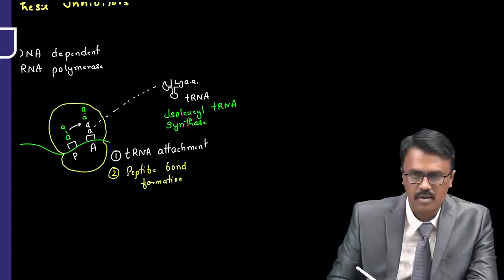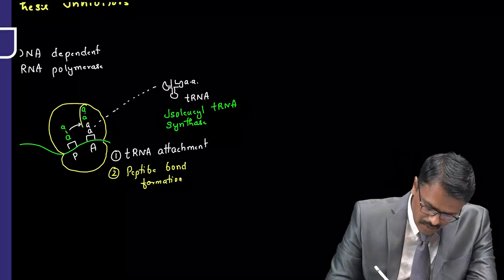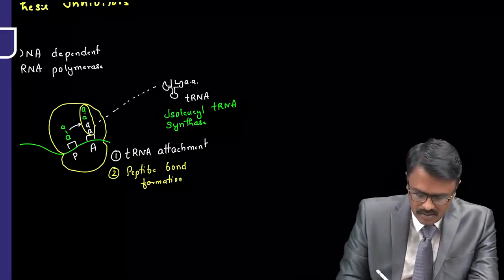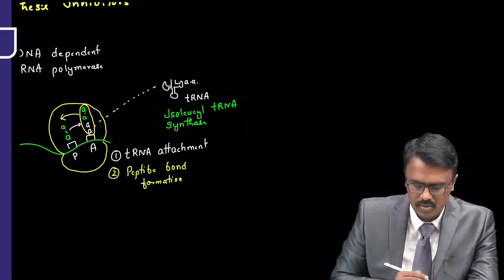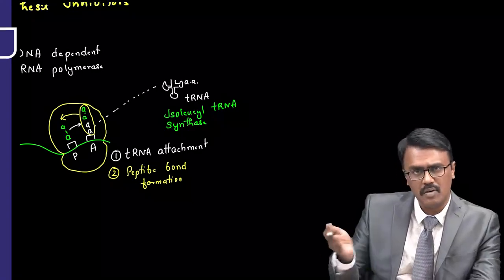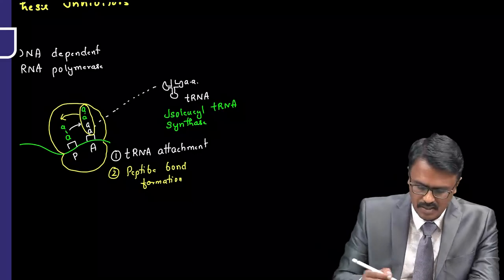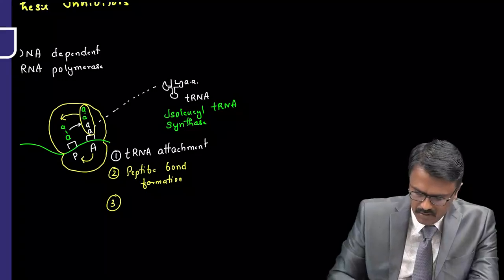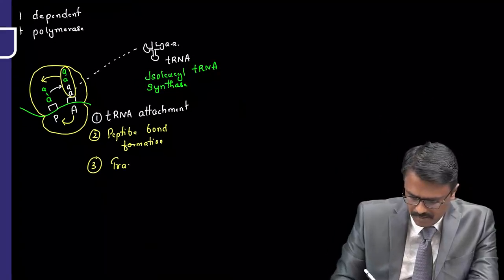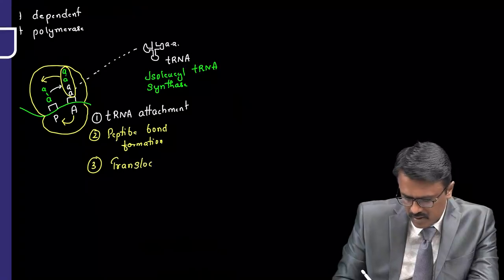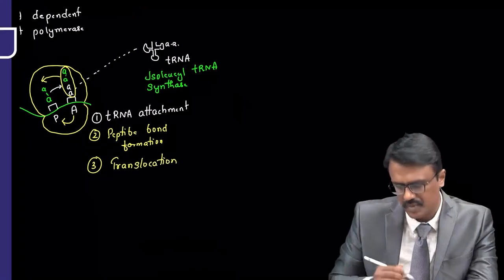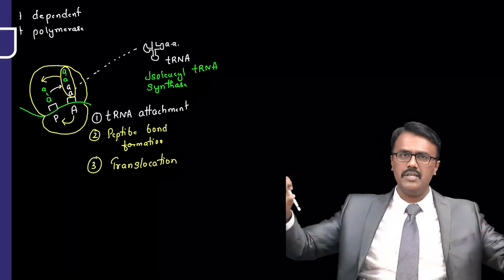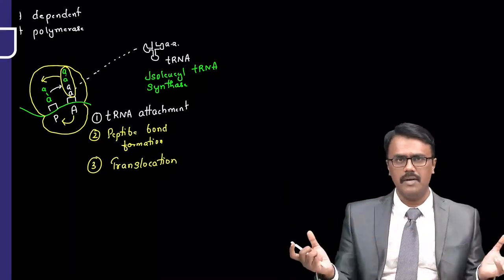Once the bond is formed, the entire newly formed chain of amino acids goes back to the P position so that new amino acids can come and sit. The third process, moving back from the A site to the P site, is called translocation. This is how the amino acids are added and you get a peptide chain. Then it is cut and protein is made.